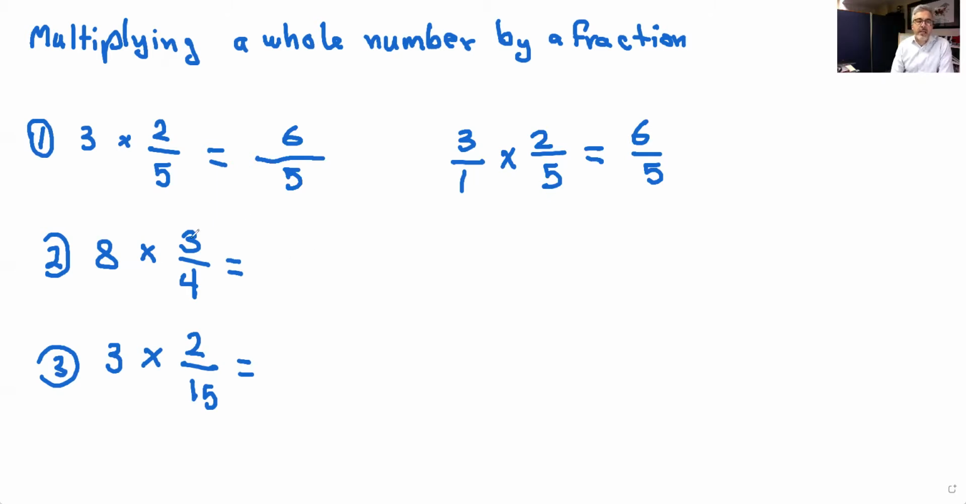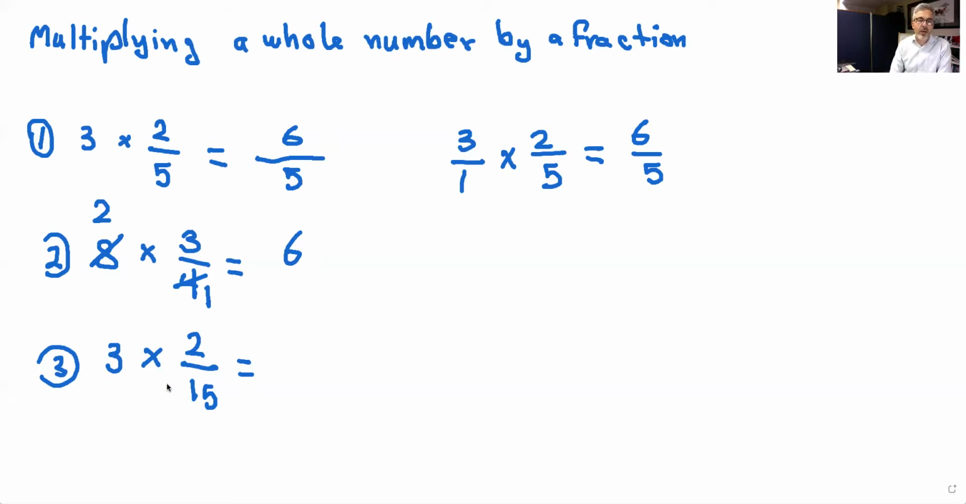So here, 8 times 3/4. You look at the whole number and you look at the bottom of the fraction. Do they reduce? Yes, the 4 goes into itself once and goes into 8 twice. Now you have 2 times 3 is 6, and you have 1 on the bottom. Everything is over 1, so we don't have to write that 1 on the bottom.